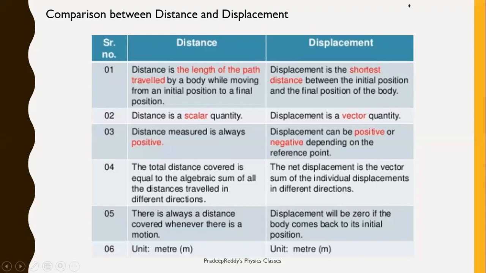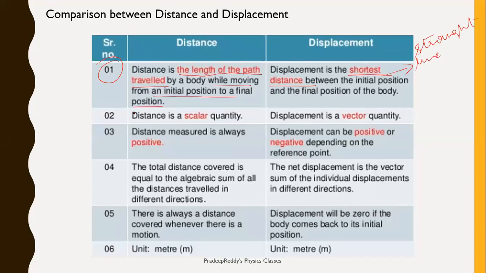In this particular slide, we are going to learn the differences between distance and displacement. In the first point, we already know that distance is the length of the path traveled by the body while moving from initial position to final position. Whereas displacement is the shortest distance. Simply, you should take a straight line from initial position to final position.